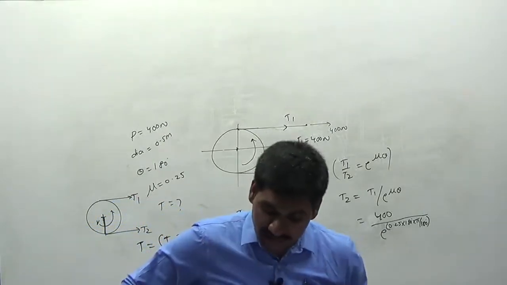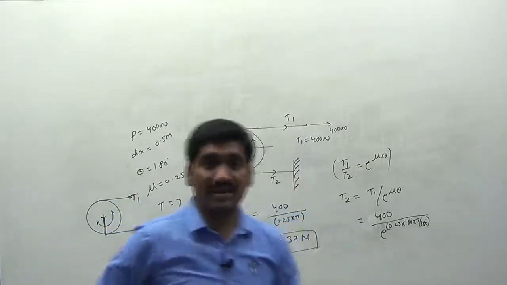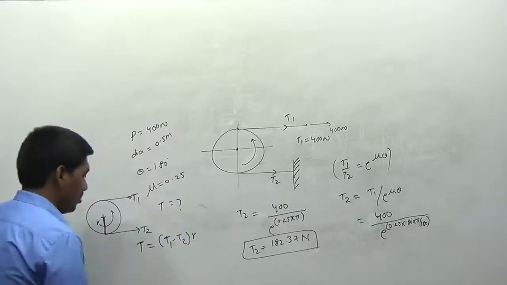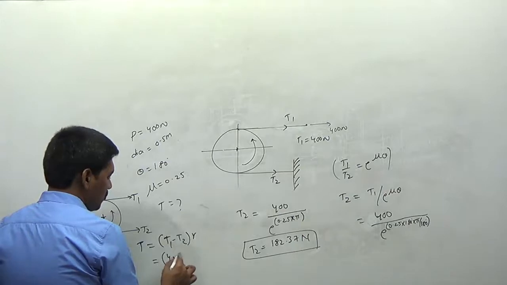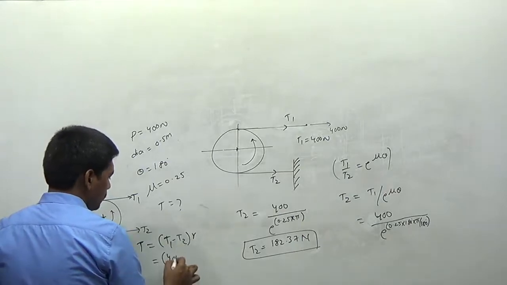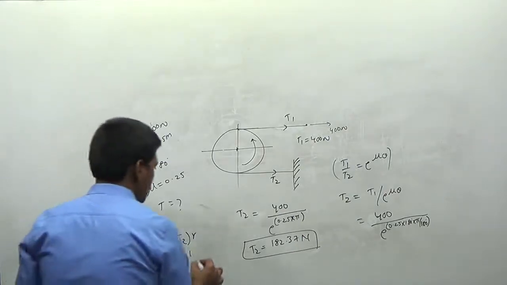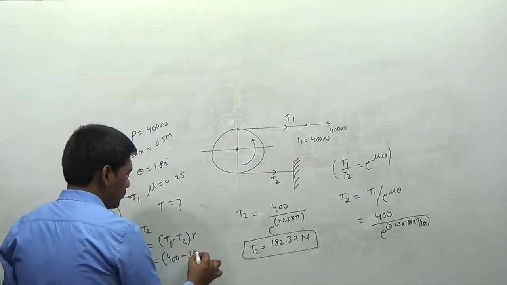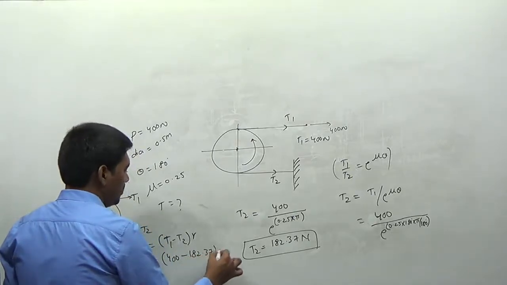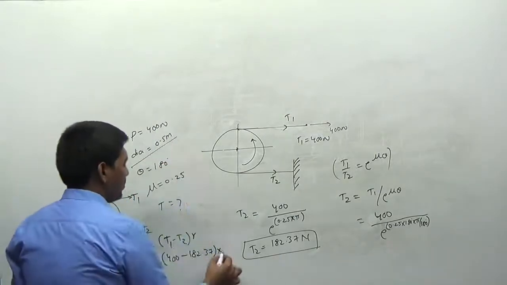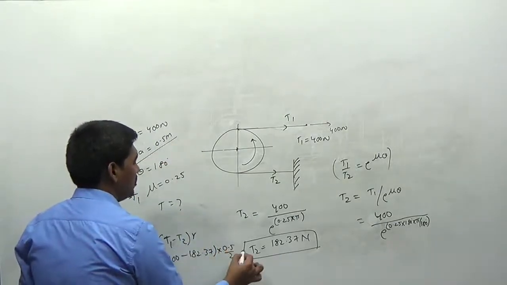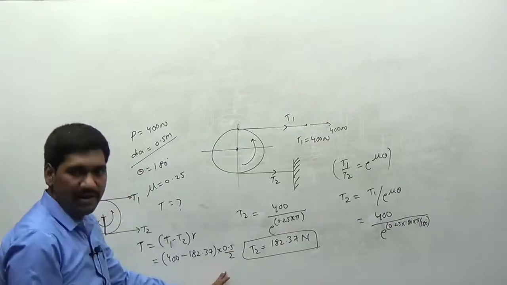Right, completed. Next, I want to go for the calculation of the brake torque. How can we determine the brake torque? T1 is equal to 400, minus T2, which is 182.337, multiplied by the radius. What is the radius? The diameter is 0.5, therefore I write this value as 0.5 by 2. So don't forget to divide it by 2.